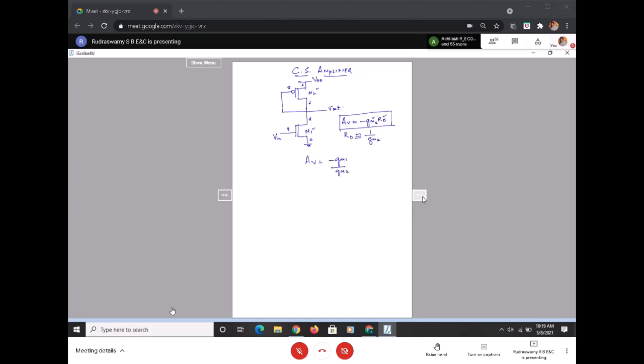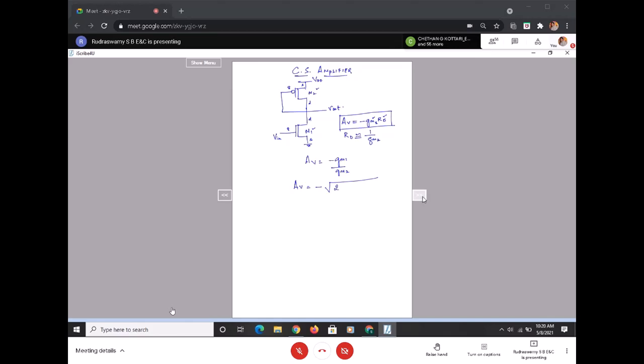Hope this is fine. We all came to know AV is equal to minus GM times RD, and here I have two transistors, M1 and M2. The gain is with respect to M1, so AV equals minus GM1 times RD, and RD corresponds to the M2 transistor, so RD is approximately equal to 1 over GM2. In other words, AV is now minus GM1 by GM2. We are not going to calculate this theoretically, we are directly going to substitute it.